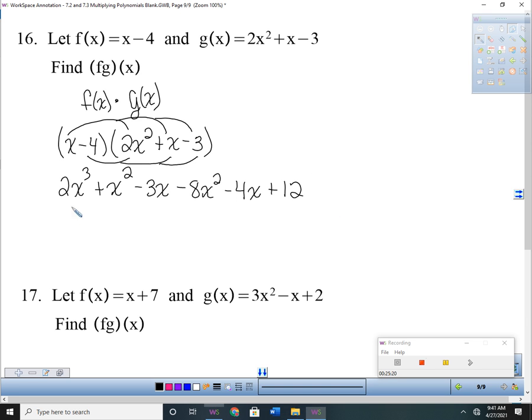So now I will put them in order and combine like terms. So I have a degree of 3, 2, 1, 2, 1, 0. So I only have this 1x cubed there, so 2x cubed. Then for my degrees of 2, I look, and those are like terms. So 1x squared and a negative 8x squared make negative 7x squared. Then I have my degrees of 1, and they are like terms as well. So negative 3x and negative 4x make negative 7x. And then last but not least, the plus 12.